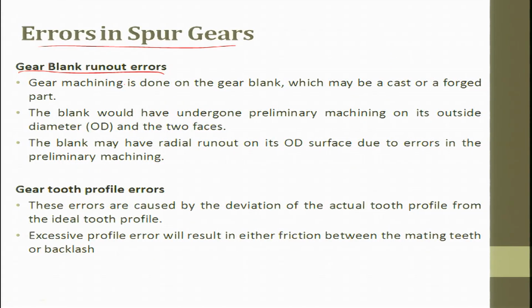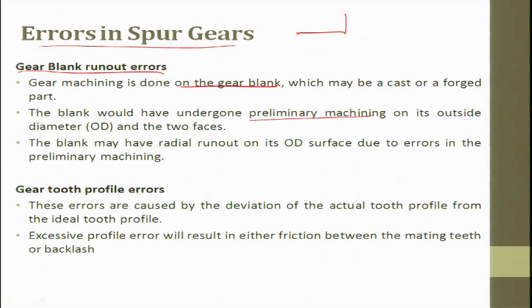So, if there is a run out in the blank, that means to say base, then that also leads to error. Gear machining is done on the gear blank, which may be a cast or forged part. After casting it is generally machined so that you get it to the perfect dimension. The blank would have undergone preliminary machining on its outside diameter OD and the two faces.